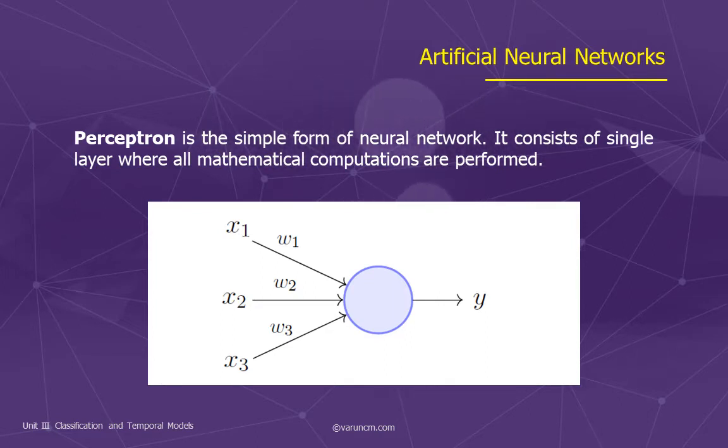So there will be only a single node or a single layer which performs all the mathematical computations. So the perceptron is the simple form of the neural network which consists of a single layer where all the mathematical computations are performed.